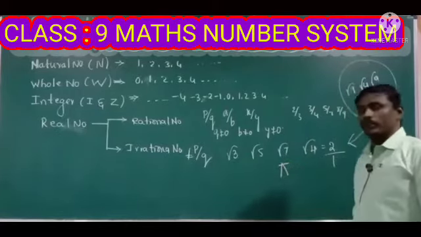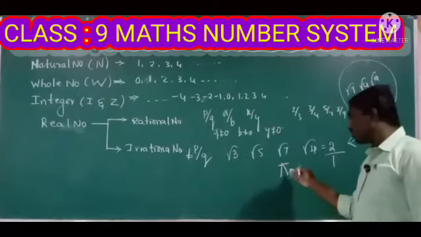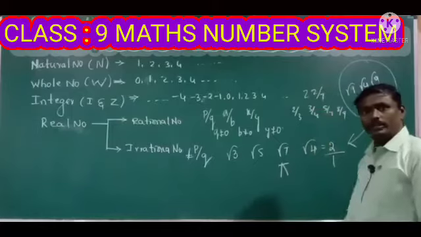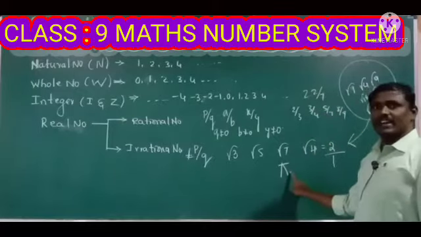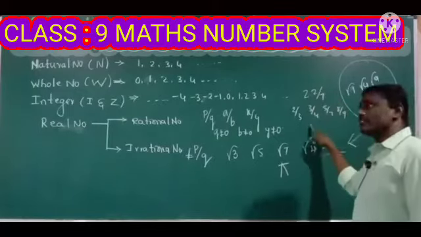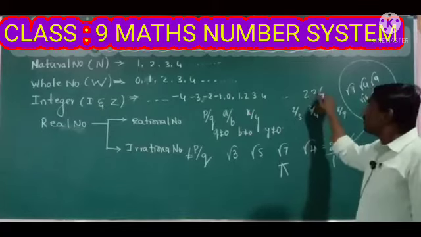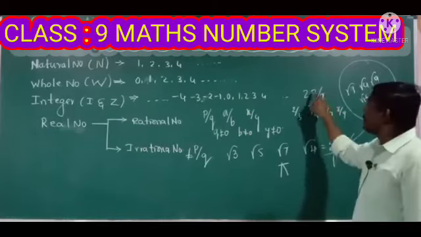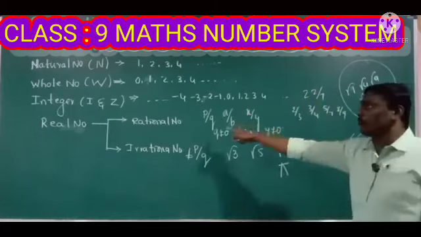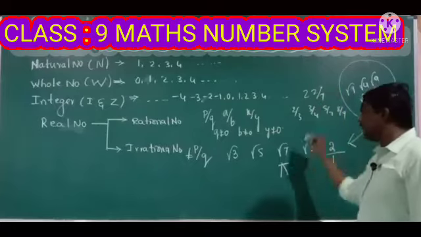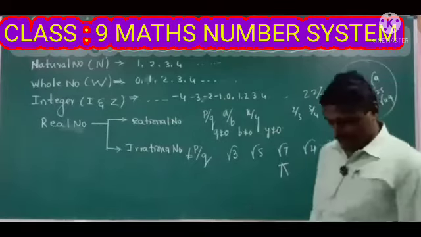the symbol pi. You already learnt this in the previous classes. What is the value of pi? 22 by 7, right? Pi is an irrational number, whereas 22 by 7 is a rational number. Why? Because we are writing it in the form of p by q here. 22 by 7 is in the form of p by q. That's why 22 by 7 is a rational number, but pi is an irrational number.